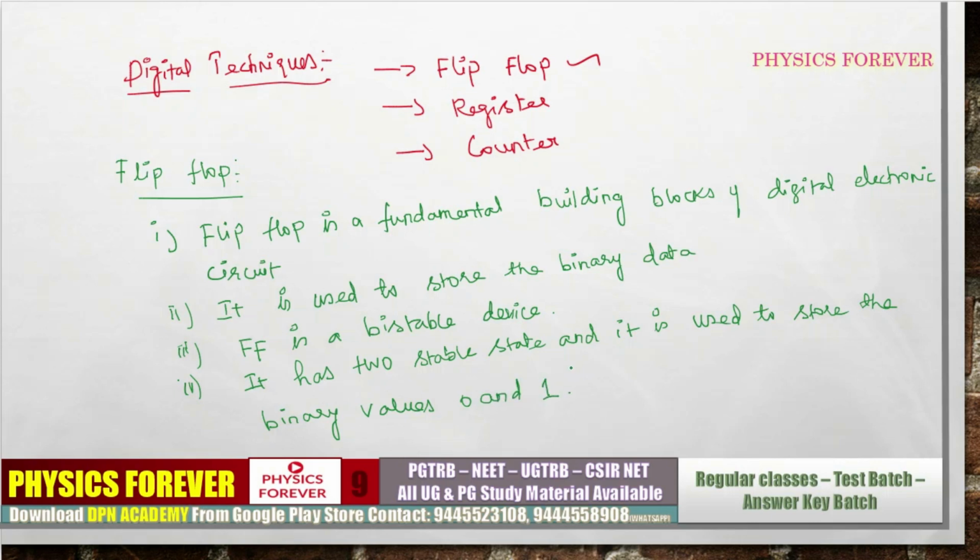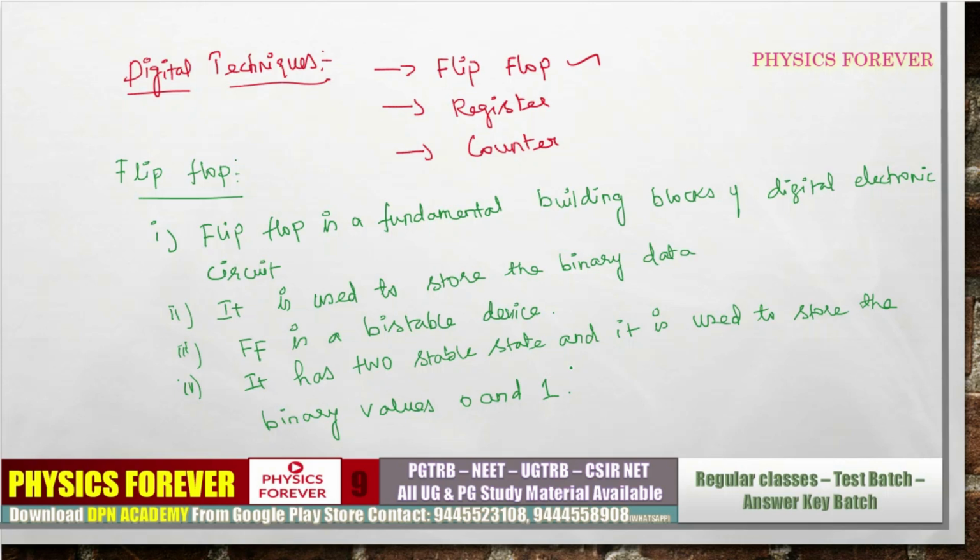Okay, so this is a little bit of introduction about the flip-flop. So flip-flop is a fundamental building block of digital electronics. Then flip-flop is mostly used to store binary data. So the binary data value must be 0 and 1. So flip-flop has two stable states, that is called bistable. Many times they have asked this. So from these 4 points we can make more than 20 to 25 MCQs. Okay, we have to remember those points about flip-flop.